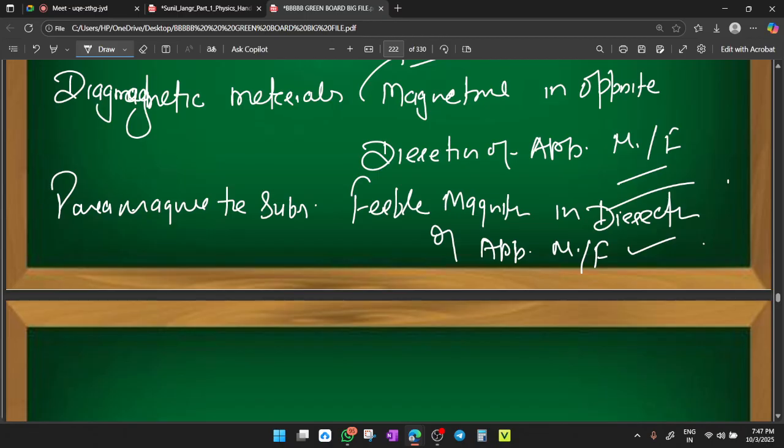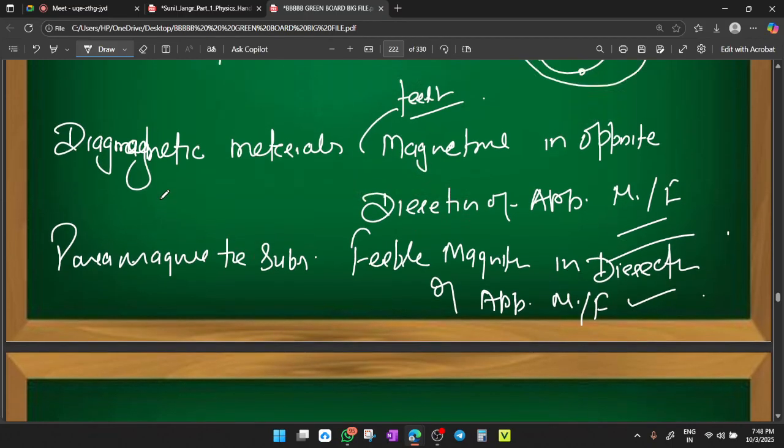Yes, it also has feeble magnetism. Paramagnetic substances have feeble magnetism in the direction of the applied magnetic field. They have a feeble magnetic dipole moment in the direction of the applied magnetism.